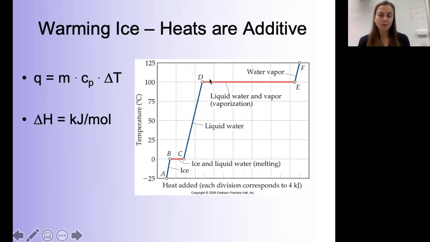Those plateaus occur when the energy that's being added, instead of going into changing temperature, is going into changing state. So during these parts that we see a change in temperature, we're going to use the equation that we've used before, Q equals M times Cp times delta T. We can't use that for these plateaus because the energy is not going into changing temperature. That would give us zero, and we know that energy is going in. So for these sections, we're going to have to use the delta H of fusion or the delta H of vaporization, and we're going to have to multiply it by the number of moles. Or if we're given it per grams, then we're good there.